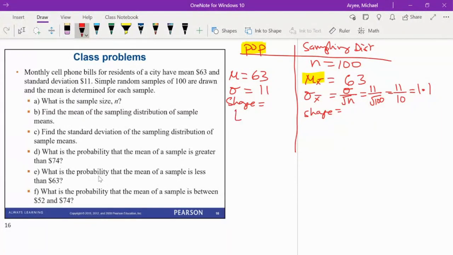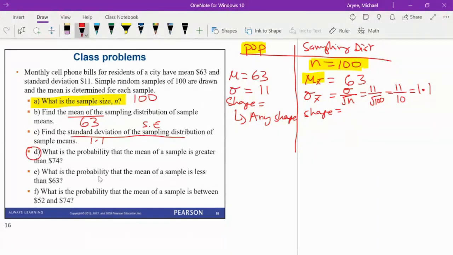Now, it looks like this is any shape, right? They didn't say anything about the shape, so we say any shape. But the sample size is 100. The first question says, what is the sample size? We know it is 100. The second question says, what is the mean? This is 63. The third question says, what is the standard deviation of the sampling distribution? So they want the standard error. This is 1.1.